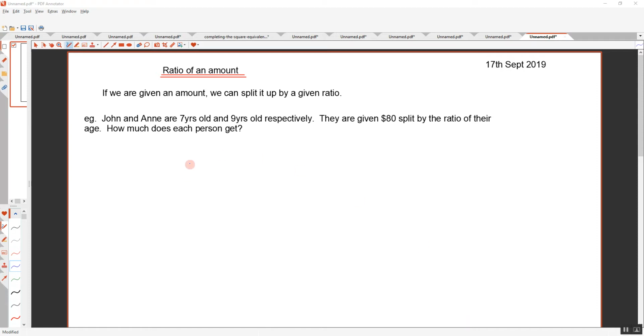So first off, what's the first thing we're going to write down, do you think? What would be a sensible thing? 7 and 9. 7 and 9. Okay, so just to keep it really clear, I want you to all write this as well. We've got J for John, A for Anne, and I'm going to write it like 7 to 9, and we can do it as if it's in a little table. Let's make it a bit neater.